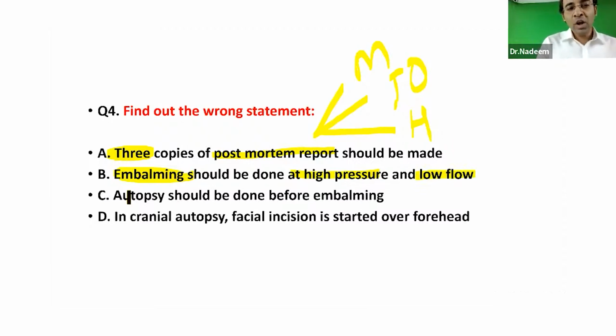Now the statement: autopsy should be done before embalming. Yes, this is a right statement. After embalming, you cannot do an autopsy, because after embalming you will lose all evidence. Now, what about option D? Whenever you have to open the brain in the autopsy, the first incision should be given over the back of the ear here. So this is wrong. In question number 4, the answer is D. The scalp incision is started over the mastoid process just behind the ear lobe. Easy to understand? Fine.